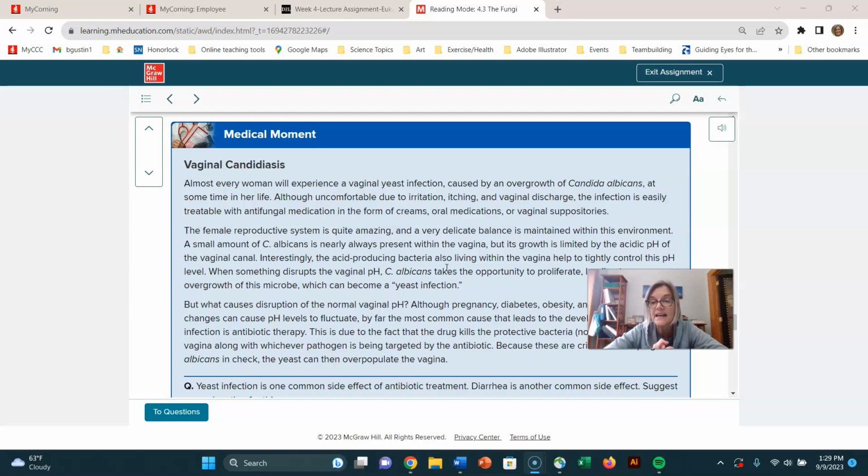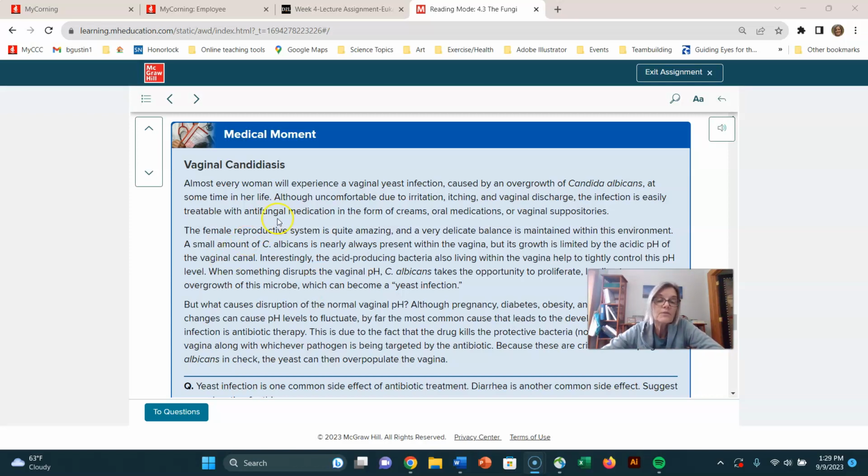It can happen from taking antibiotics, where you kill bacteria in the vagina and it allows the yeast to overgrow. So Candida albicans would be acting like an opportunistic pathogen. Just because you're carrying Candida albicans doesn't mean you're going to get sick from it. Typically something else has to happen.